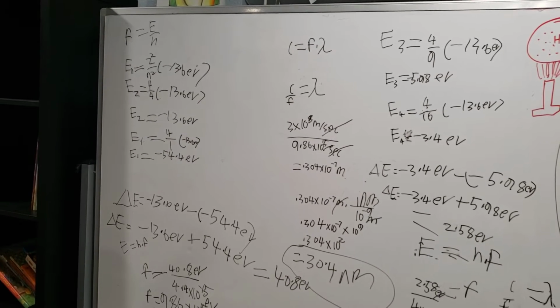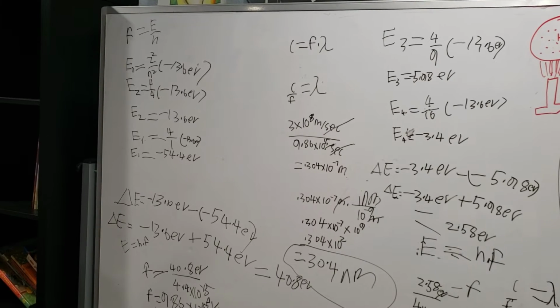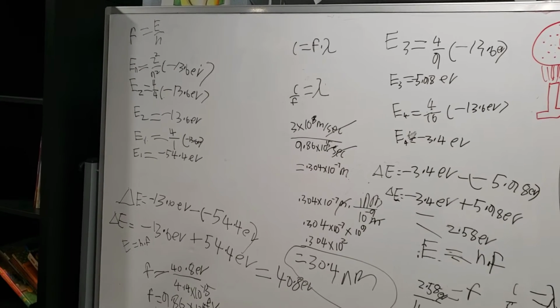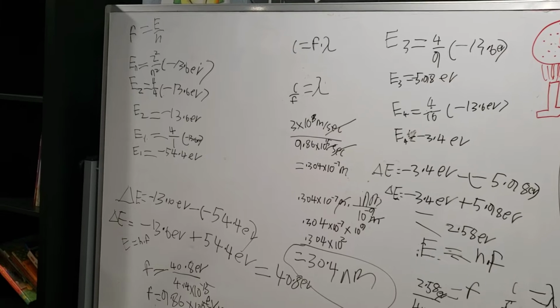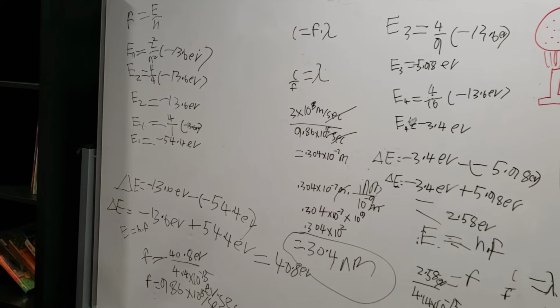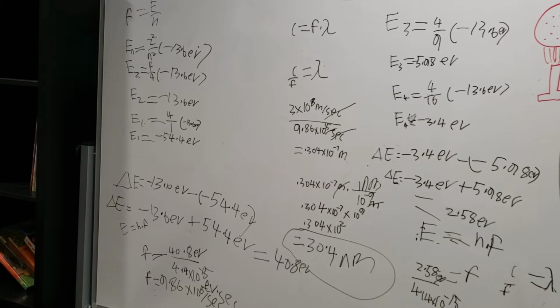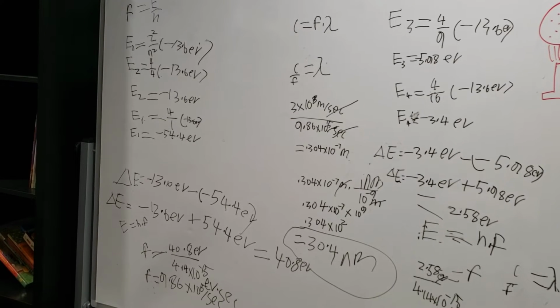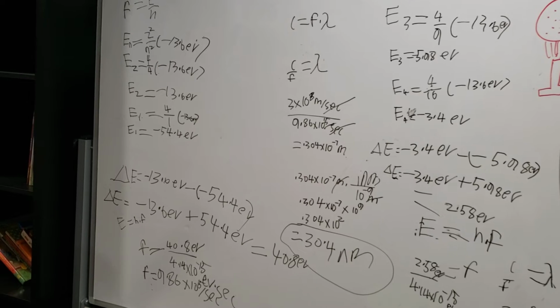Equals 10 to the 9th power. No, that's wrong. Equals 1. 1, right? That's why you use it, right? Because is 1 nanometer the same as 10 to the negative 9th meter? Yes, they're the same. It's 1.